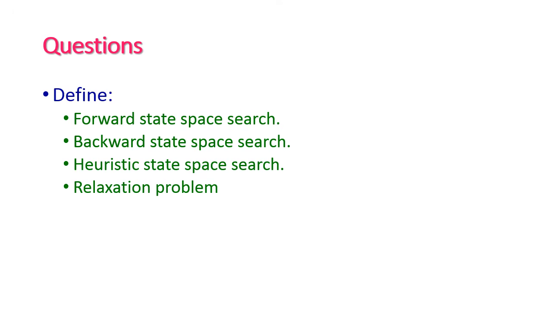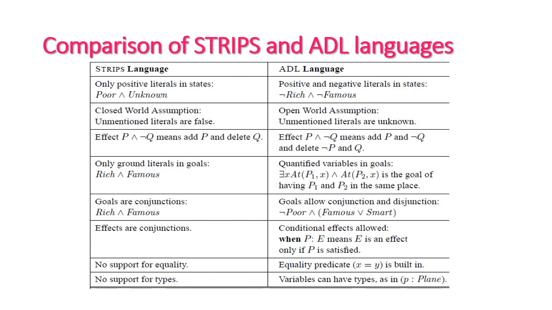And now questions. So here there are 4 questions, all are 2 mark questions. First one is forward state space search, second one is backward state space search, and third one is heuristic state space search and relaxation problem. And here I am giving the difference between STRIPS and ADL languages.